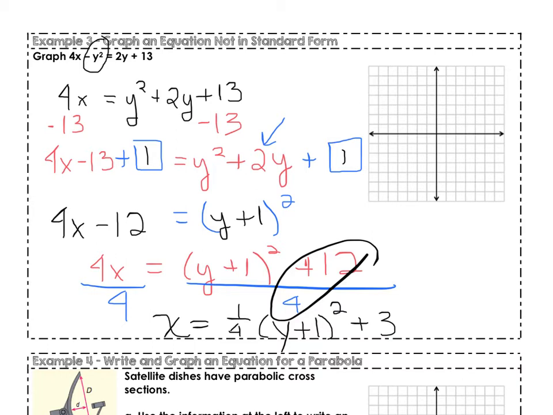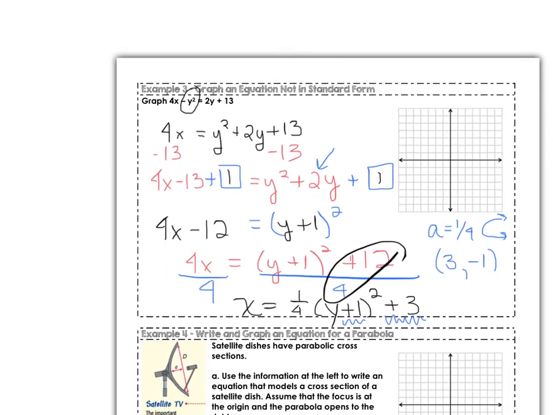A few things to notice. We have an a value of 1/4. Notice it is positive, so it's going to be opening to the right. Now, with the vertex for a horizontal parabola, your h value is actually on the outside, so we have an h of 3, and our k value is now on the inside of our parentheses, so now it's the one we're going to flip the sign for. So we have (3, negative 1) as our vertex.